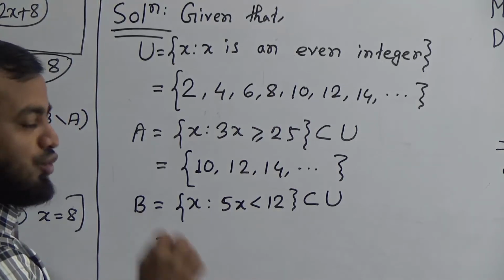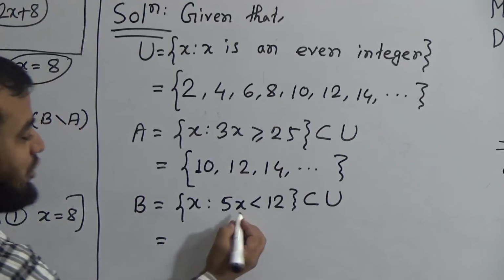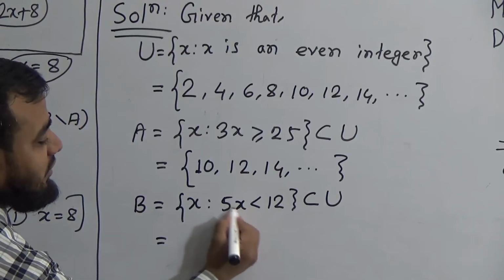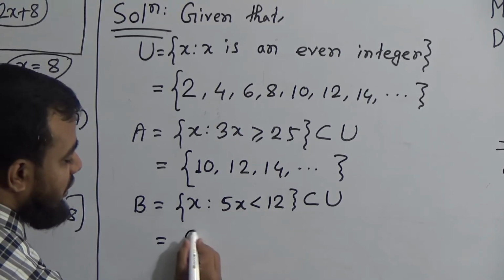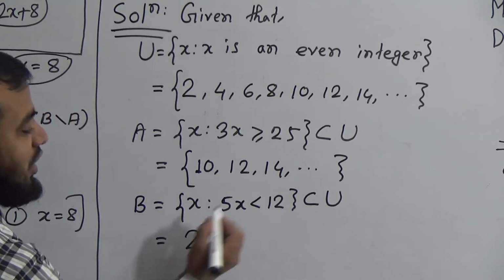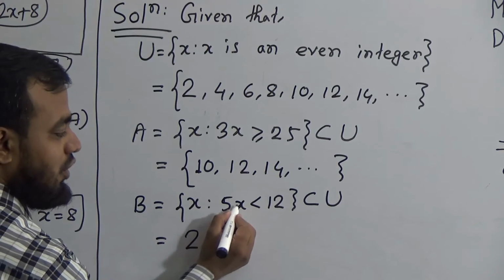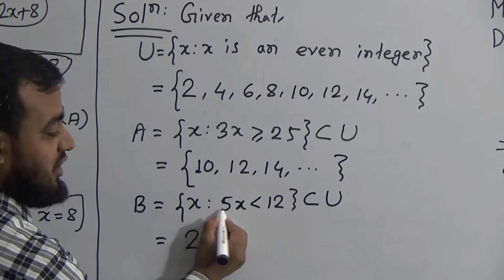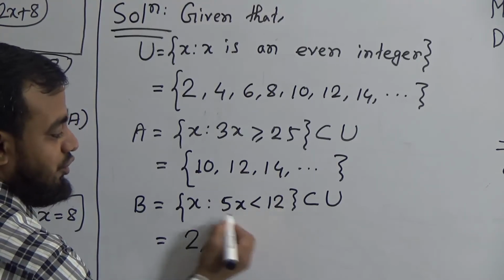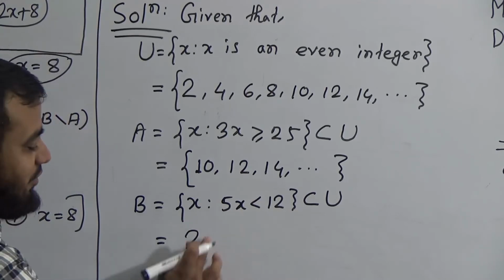That means from 2 we need to put the value. If we put the value of 2 here, then we get 10. So 10 is less than 12. 2 can be an element. And if we put the value 4, then 4 5s are 20. 20 is not less than 12. So 4 can't be an element of B.